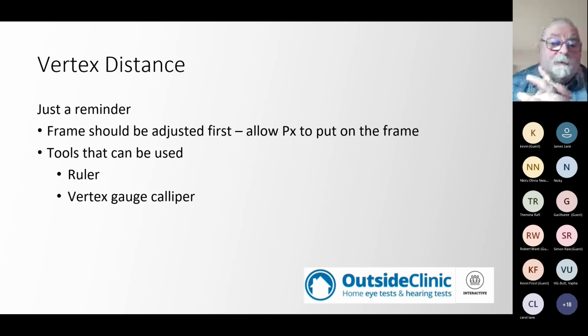One of the advantages of home visits is we tend not to carry a phoropter head around with us. It's much more likely going to be a trial frame and a set of trial lenses. And on the vast majority of trial frames, you can read on the side what the vertex distance is, because as you fit the trial frame, you'll obviously fit it at a correct vertex distance, and we can measure that. Or you can use a Vertex Gauge caliper.